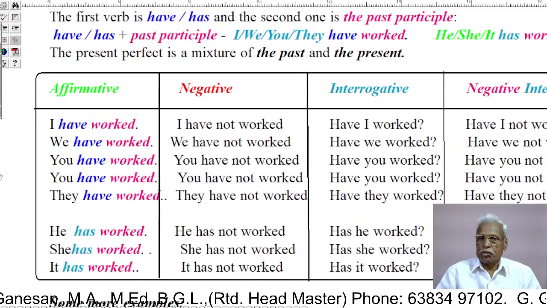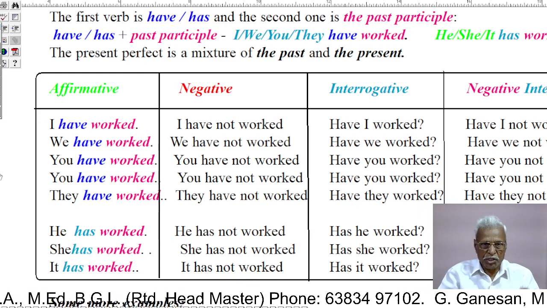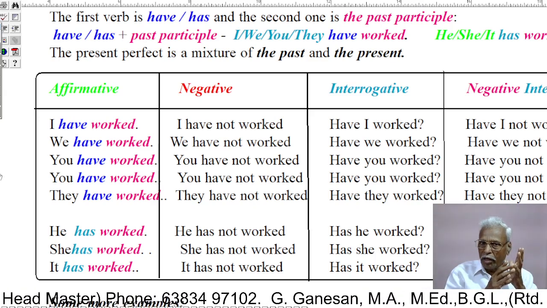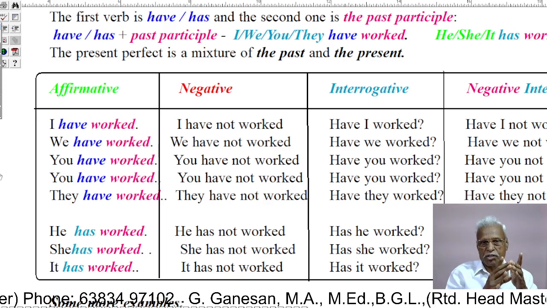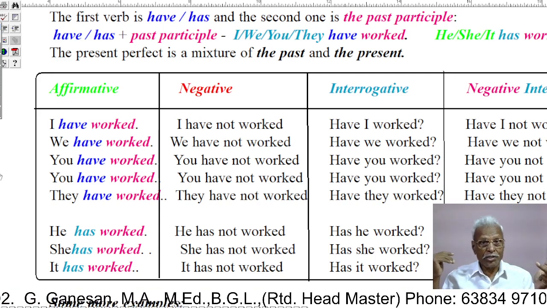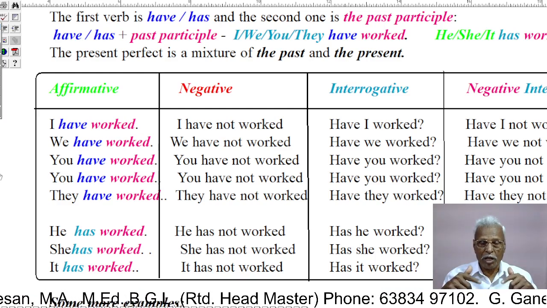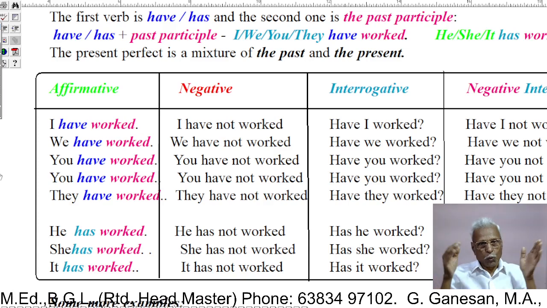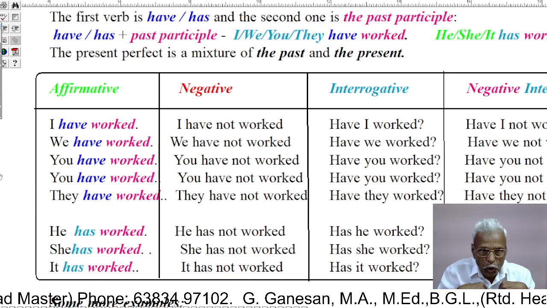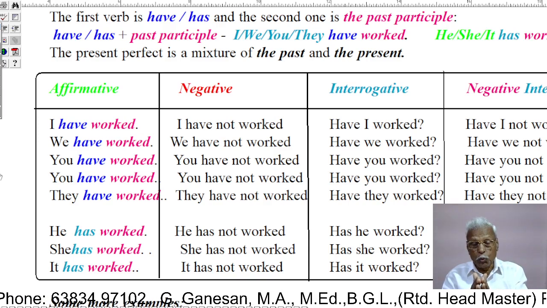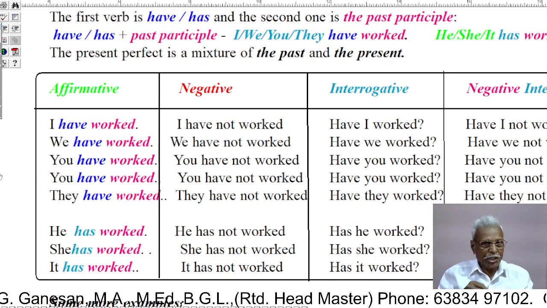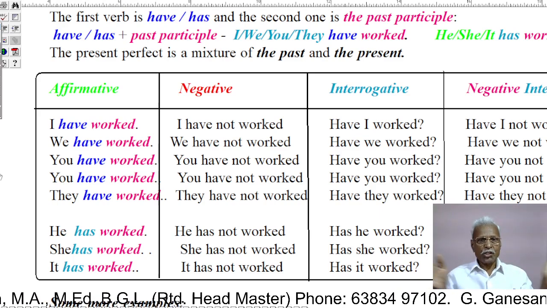You see? Affirmative, that is positive sentences. The subjects I, we, you, he, she, they. First person, I have worked. Have is the auxiliary, worked is the past participle. I have worked. That is, I did the work yesterday, but now I am speaking. I have worked. We did the work. We completed the work last week, but now we say we have worked. Actually we did it earlier, but now at the time of speaking, we say we have finished. We have worked.